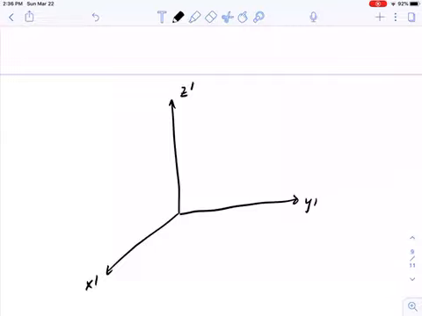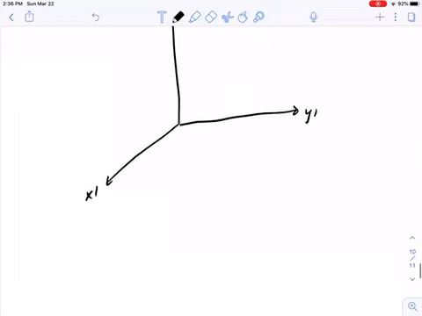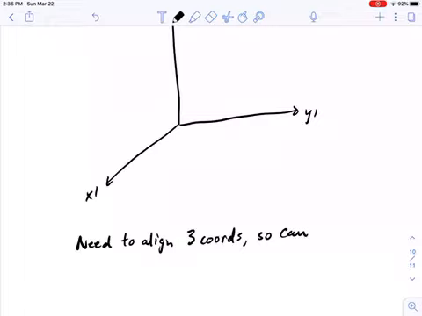Well, to align them, we have to take, say, three coordinates, x, y, z, and modify all three of them to get the alignment properly done. And one way to do that is to do three consecutive rotations. So we need to align three coordinates, so we can do this with three rotations.